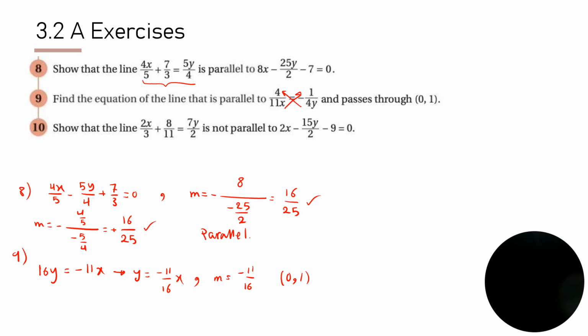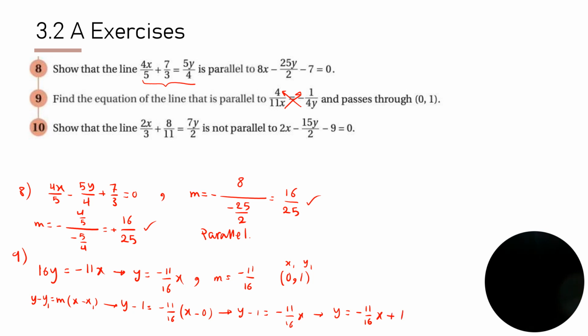But I want to write it step by step using the formula y minus y1 equals m times x minus x1. Substitute the values. Okay, y minus, consider this one to be x1 and y1. So y minus 1 equals negative 11 over 16 times x minus 0. If you simplify it, it will be y minus 1 equals negative 11 over 16x. And move the negative 1 to the right side, it becomes y equals negative 11 over 16x plus 1.